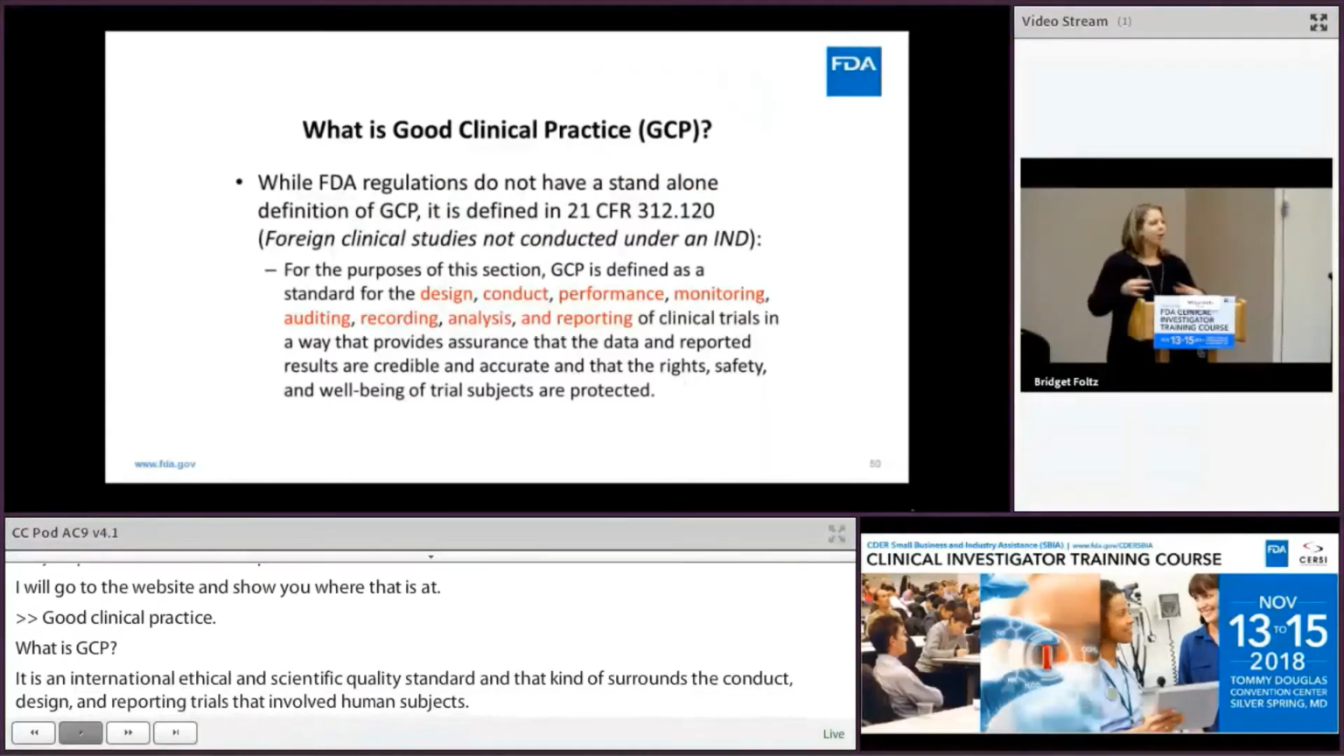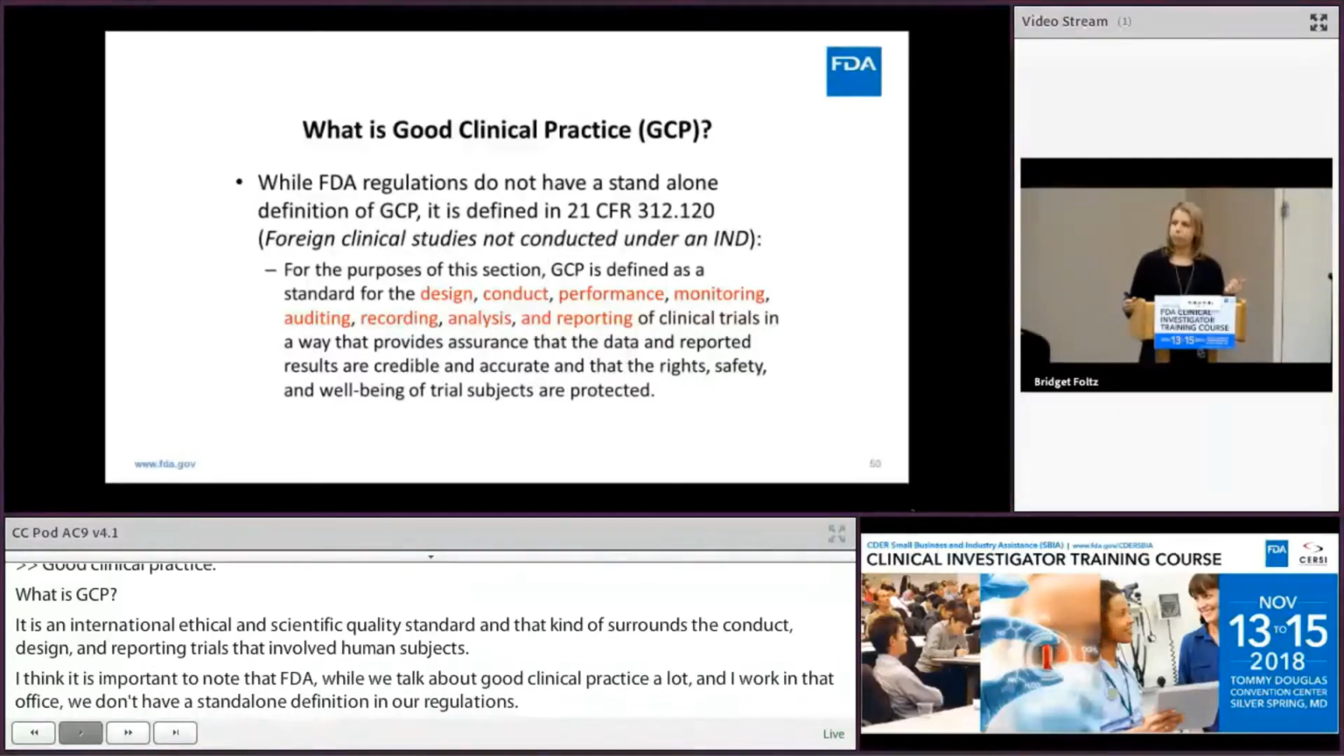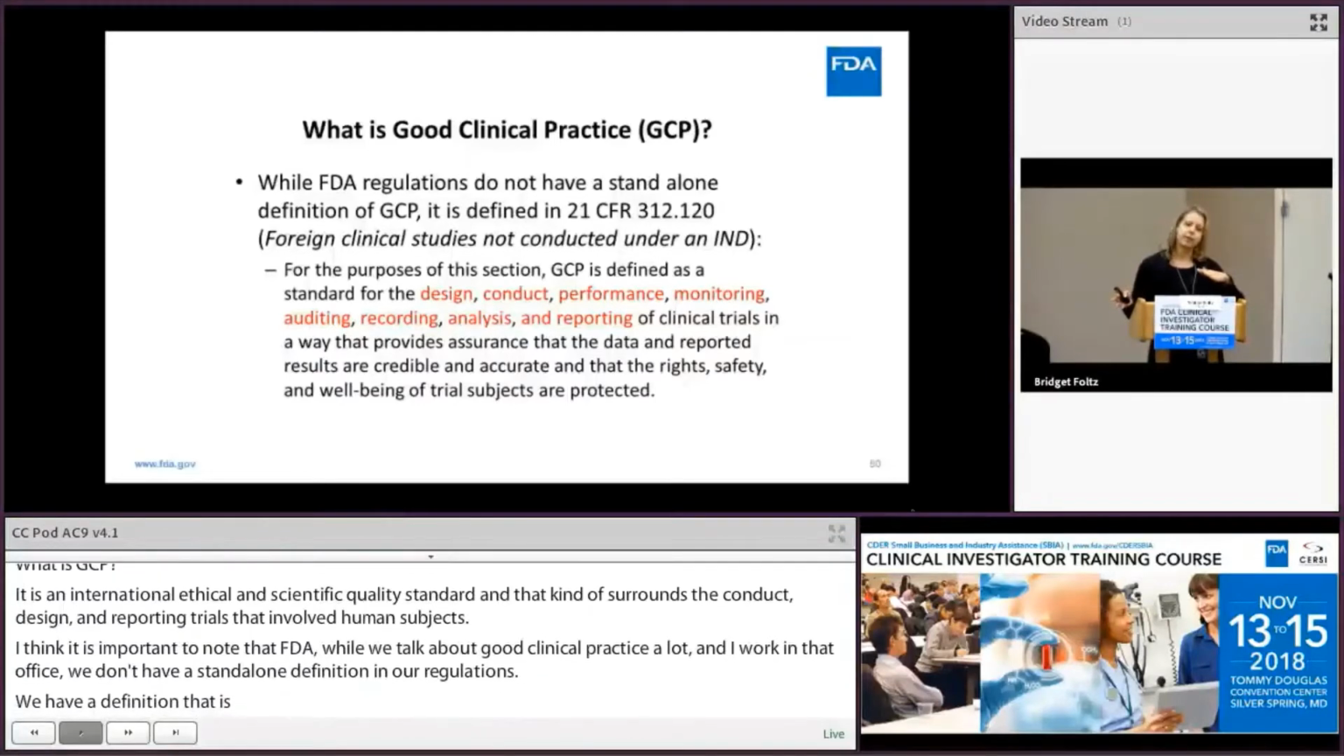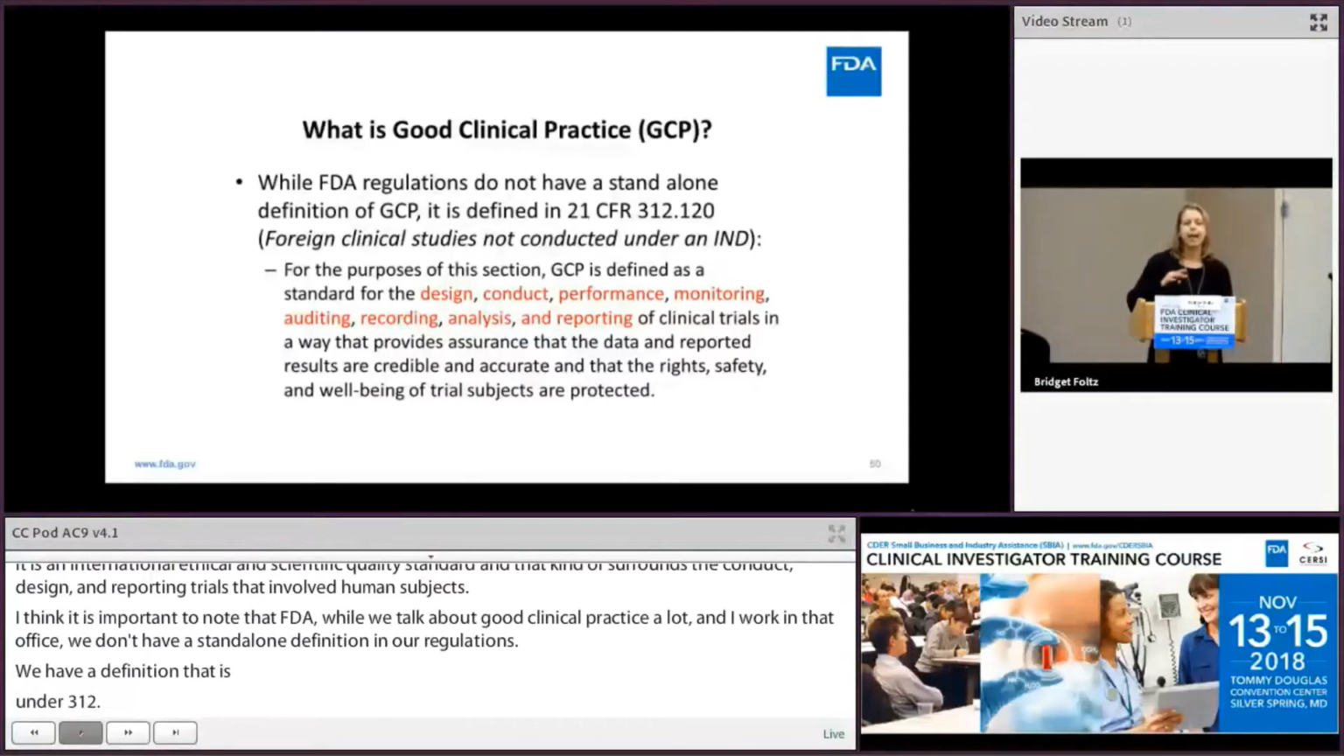FDA, while we talk about good clinical practice a lot, I work in the Office of Good Clinical Practice, we don't have a standalone definition in our regulations. We have a definition of GCP that's under 312.120, and for those individuals who are not involved in drug studies, these are the regulations that cover clinical trials that are conducted outside of an IND.